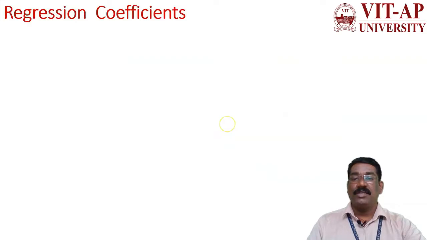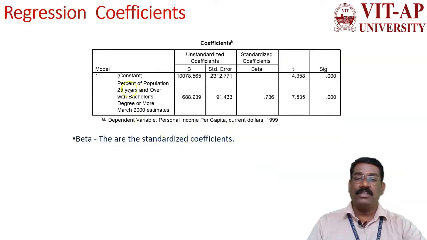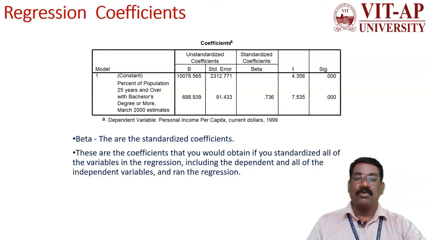Next one is the regression coefficient. You can look at the regression coefficient, so you can have this beta value, which is called the standardized coefficient value, beta. These are the coefficients that you would obtain if you standardize all the variables in the regression, including the dependent and all of the independent variables, and then run the regression. If you run that, you can see that 73.6% of the variance is related to the dependent variable.